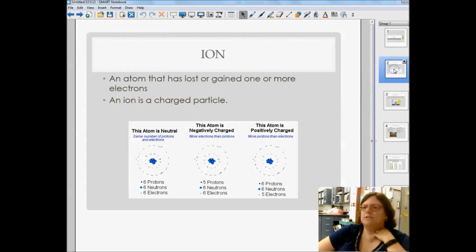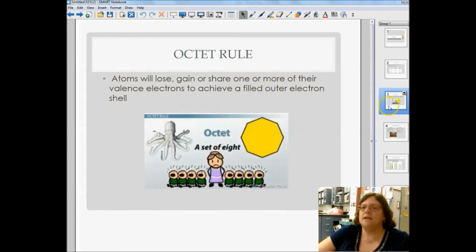All right, let's do ions. An ion is an atom that has lost or gained 1 or more electrons. An ion is a charged particle. It has a charge. The octet rule states that atoms will lose, gain, or share 1 or more of their valence electrons to achieve a filled outer electron shell.